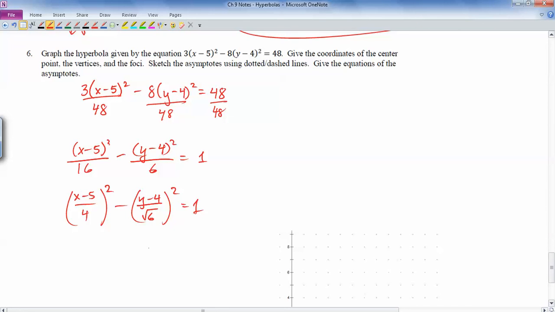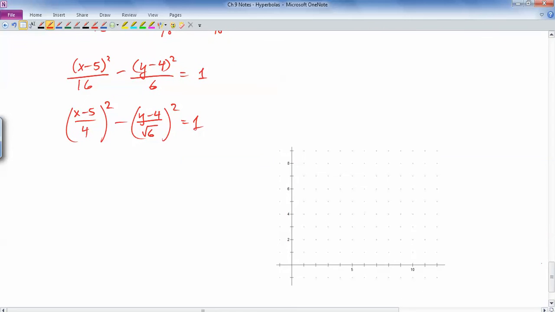Okay, so let's see what we've got. We know that the center is going to be (5, 4). We know that the horizontal stretch is 4, and the vertical stretch is root 6. By the way, root 6 is definitely less than 4. That's only about 2.45. So this one's B, and this one's A.